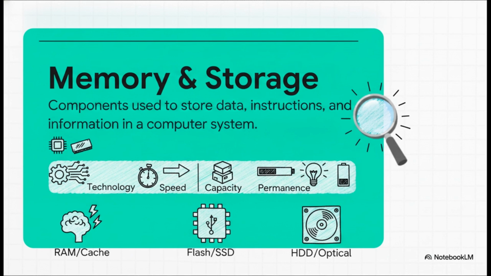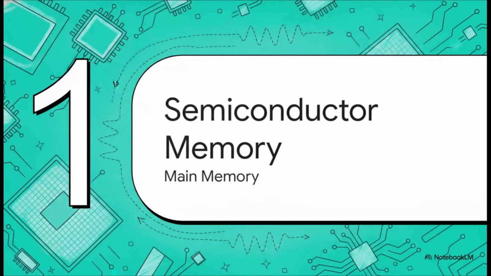We generally group these devices based on four main things: the underlying technology they use, how fast they are, their storage capacity, and their permanence. Permanence basically just means, does it keep my data safe when the power gets turned off? Based on those features, we've got the three major types we're diving into today. Let's jump right into our first major category, Section 1, Semiconductor or Main Memory.